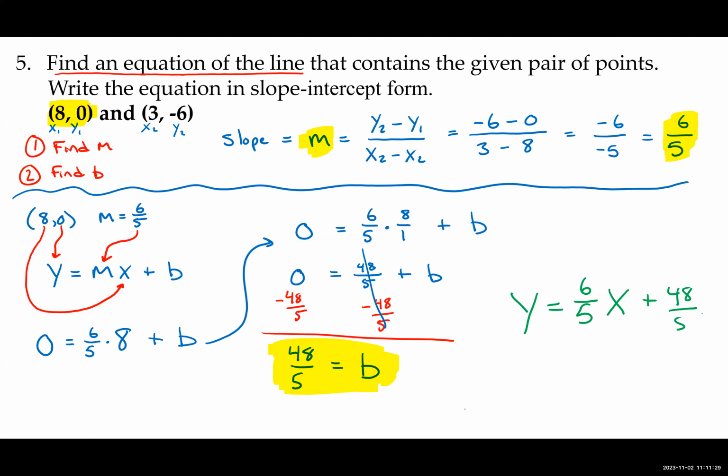Plus 48 over 5. We found the m first, that goes into the equation. Then we found the b second, that goes into the equation. X and y revert back to x and y. So we have y equals 6 over 5x plus 48 over 5.